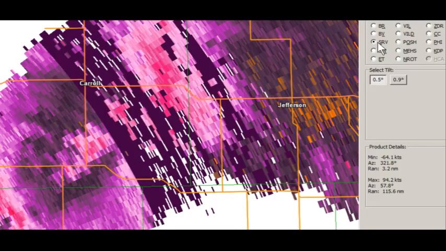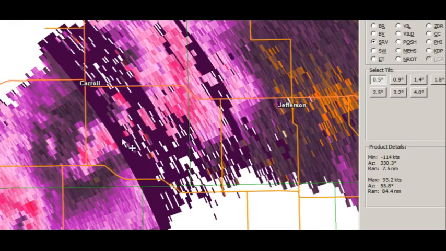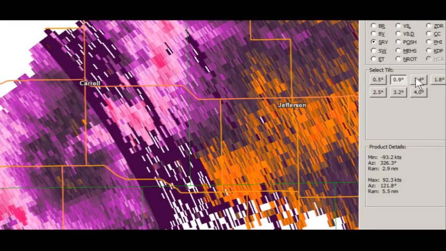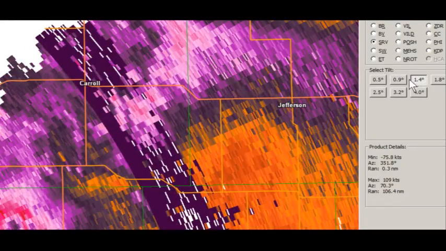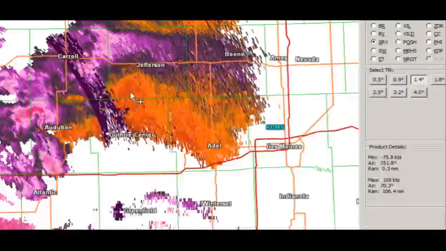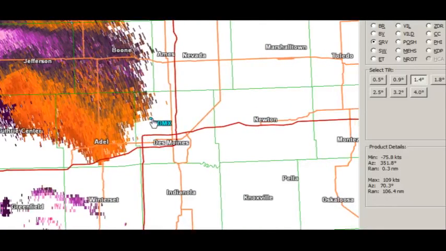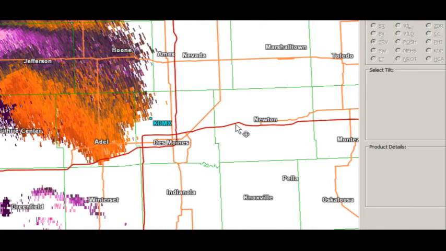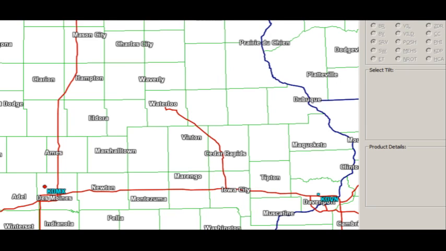So let's go to storm relative velocity. Well, we've got some range folding in here. So that's a problem right there. Sometimes you can minimize the range folding by going up to another tilt. In this case, not much help. So in this case, we are kind of close to the Des Moines radar, so we can load that up. Why don't we take a look at that? Let me get Des Moines going.